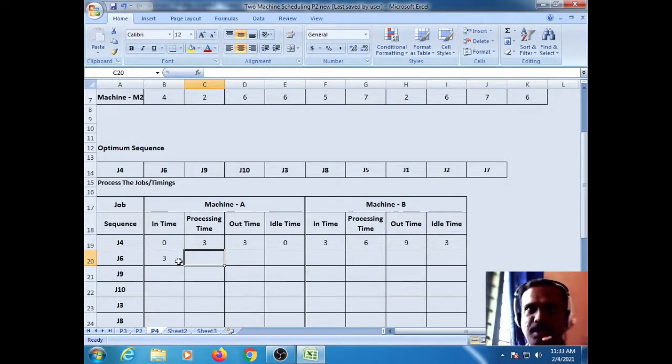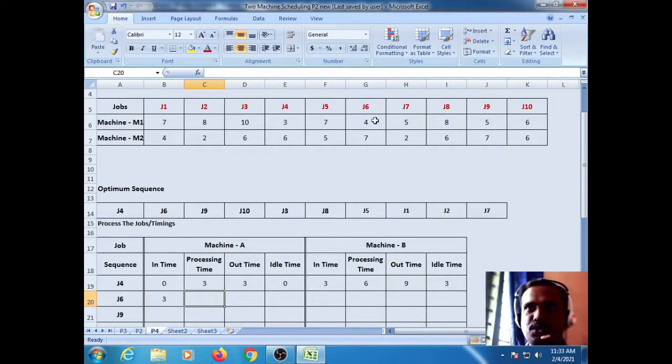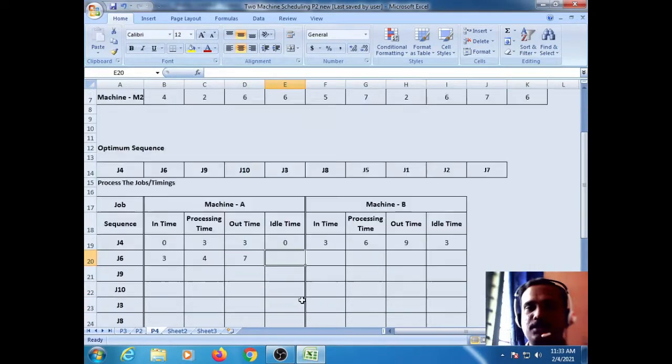Next, processing time. So this is job 6. Job 6 processing time is 4. Then what is the out time? How can we calculate the out time? In time plus processing time for the same machine. So 7 is the out time, right.